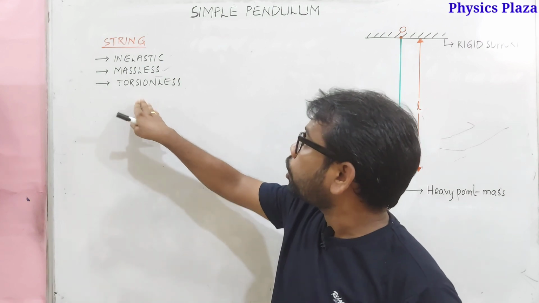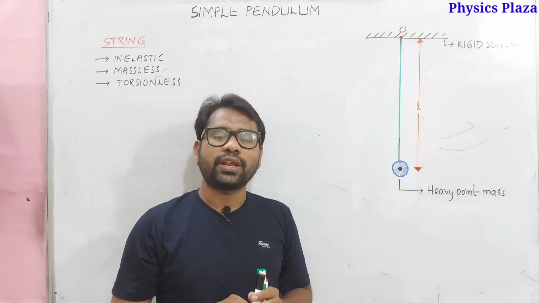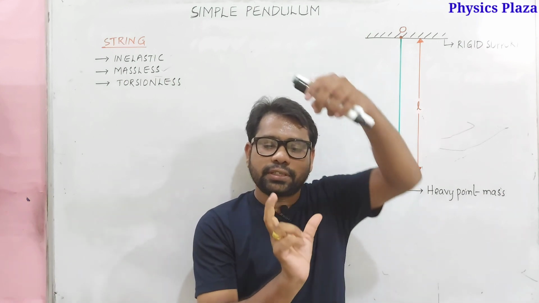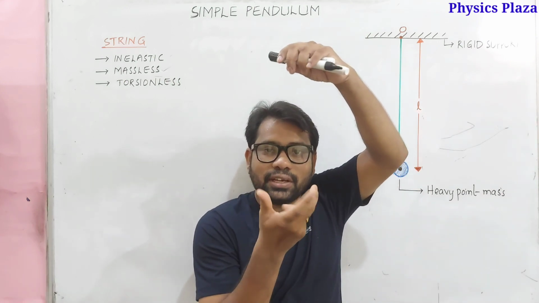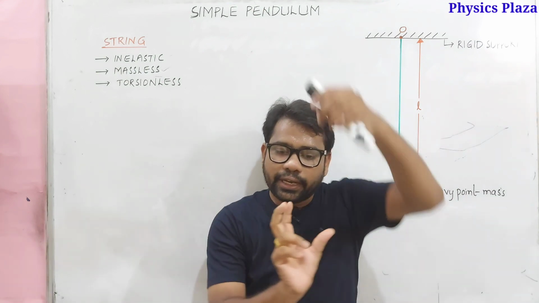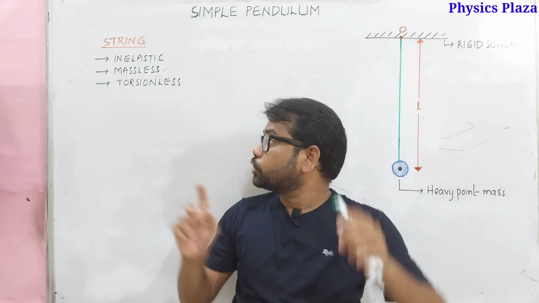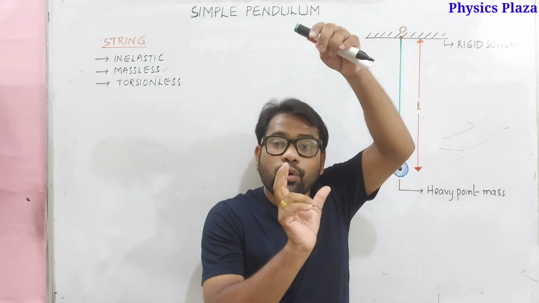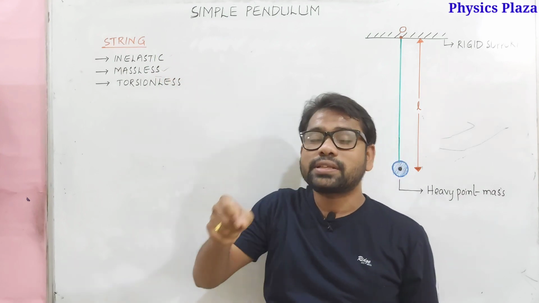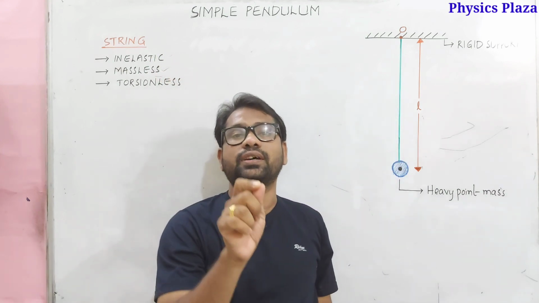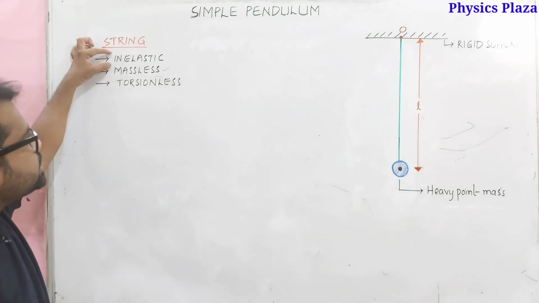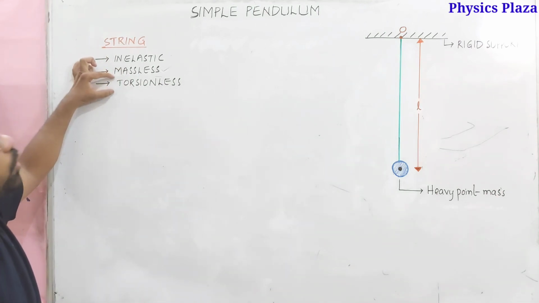And the third one is torsionless. What does torsionless mean, children? If there is some torsion, the thread will be rotating like this. It shouldn't. So torsionless means it won't rotate like this. These three should be the properties of the string we are going to consider. Whatever string we consider should be inelastic, massless and torsionless.